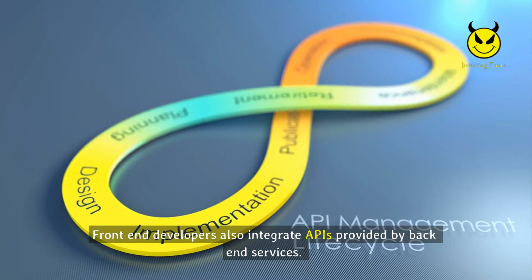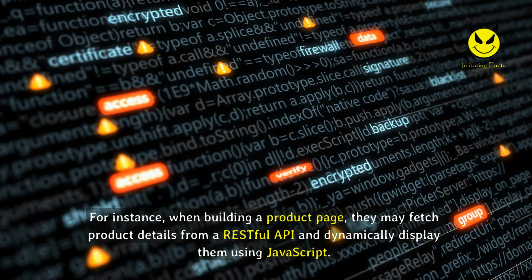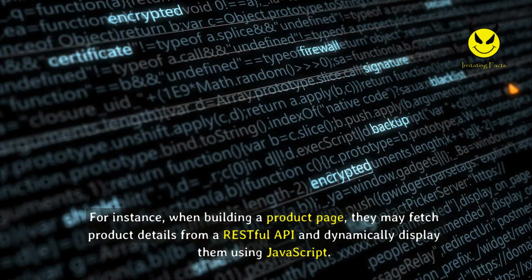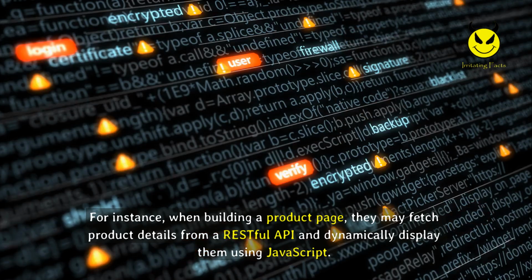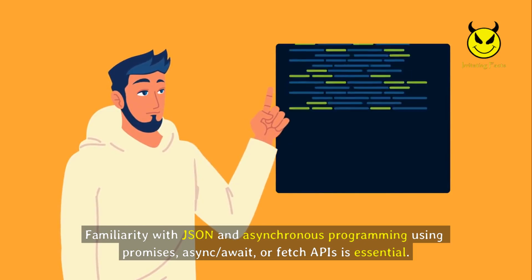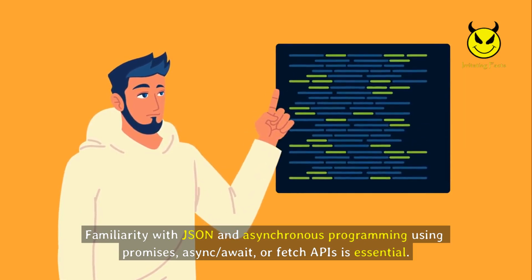Front-end developers also integrate APIs provided by back-end services. For instance, when building a product page, they may fetch product details from a RESTful API and dynamically display them using JavaScript. Familiarity with JSON and asynchronous programming using promises, async, await, or fetch APIs is essential.